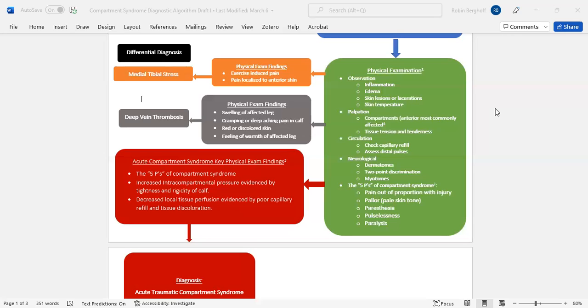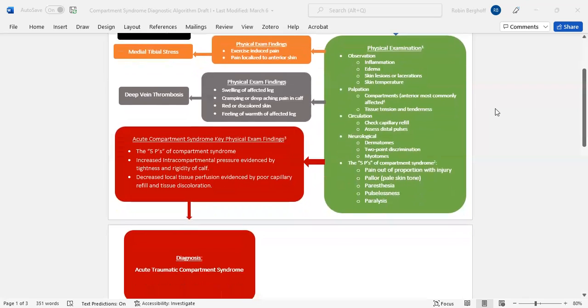So the 5 Ps of compartment syndrome are pain out of proportion with injury. Like Robin stated earlier, they're going to say that their pain is excruciating if they just got kicked in the shin, which is not normal. So maybe they're saying, oh my gosh, my pain is super deep, where they can't really pinpoint where the pain is at. They're going to have pallor, so super pale skin. They're going to have paresthesia, which is numbness and tingling in the lower extremity, so that's where your dermatomes come in.